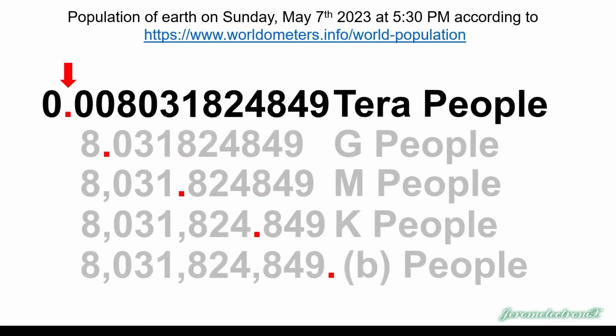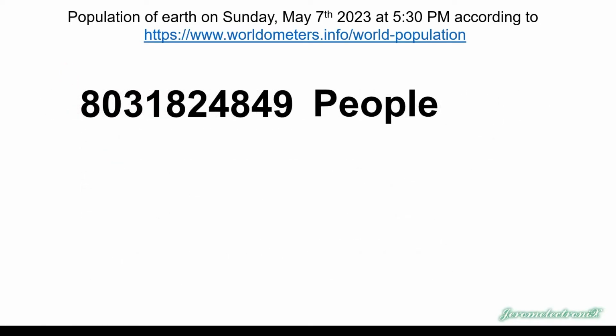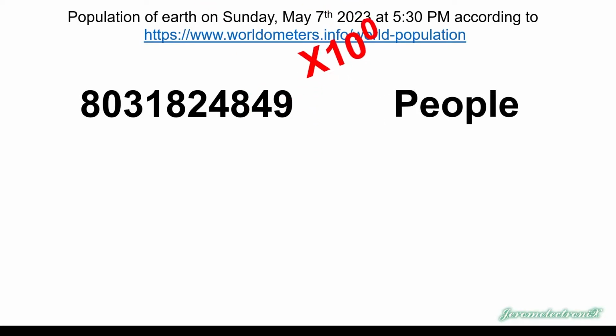All we're really doing is moving the decimal. Here we go, moving it again into the tera prefix. So it's this many tera people, or T people. Okay. So again, the decimal is located right here.